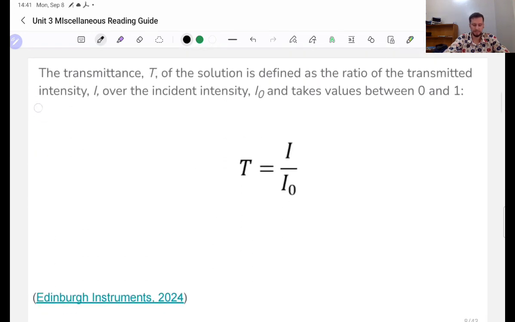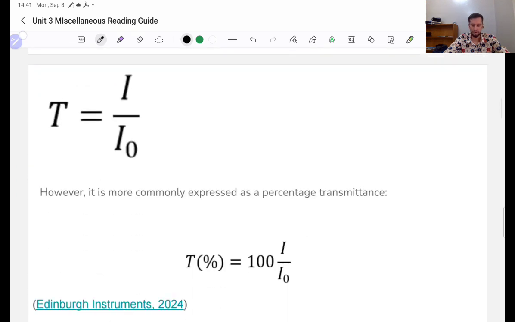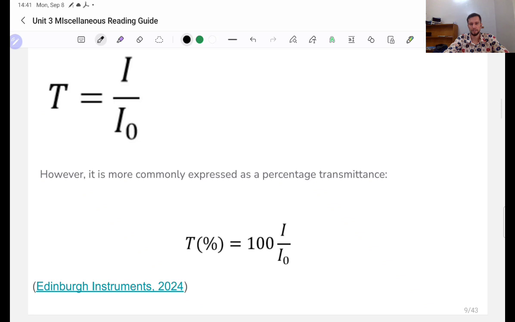So the transmittance T of the solution is defined as the ratio of the transmitted intensity I over the incident intensity I0, and takes the value between 0 and 1. So incident is the starting light, and then this is how much got through. So if none got through, then transmittance would be 0. If all got through, transmittance would be 1. However, it's more commonly expressed as a percentage. And so you might see something like this. So transmittance percentage just tells you what percent of the light got through the sample.